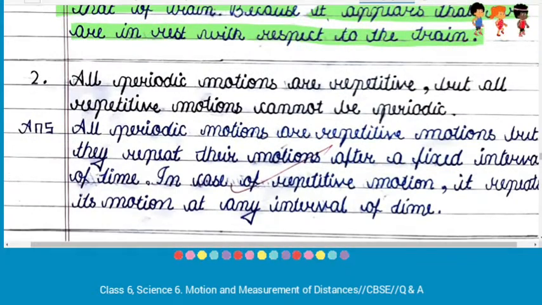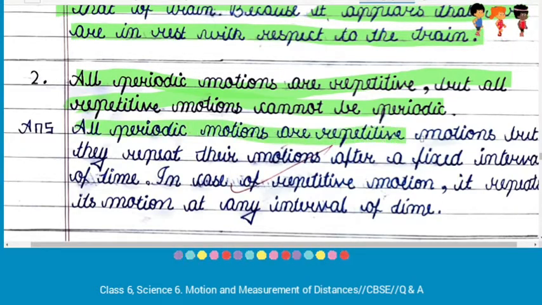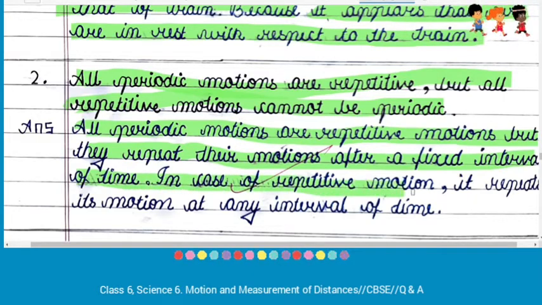Second question, all periodic motions are repetitive, but all repetitive motions cannot be periodic. Answer, all periodic motions are repetitive motions, but repetitive motions cannot repeat after a fixed interval of time. In case of repetitive motion, it repeats its motion at any interval of time.